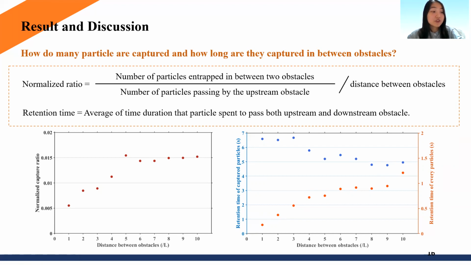However, the result was quite different for entrapped particles, here represented with blue markers, and it had a rather step function-like shape, with retention time immediately decreasing right before the generation of circular motion of particles at 5L. So both trends of capture ratio and retention time imply that something is happening at a spacing of 5L, and also that spacing between obstacles itself is a significant factor influencing the transport of particles.